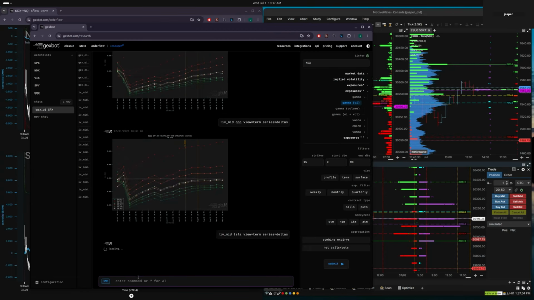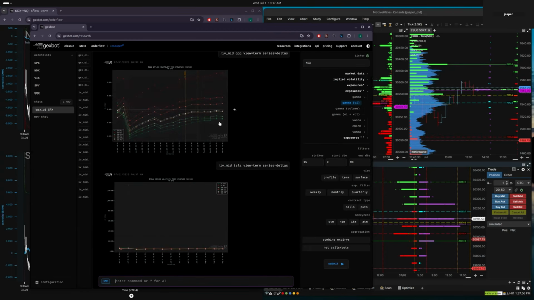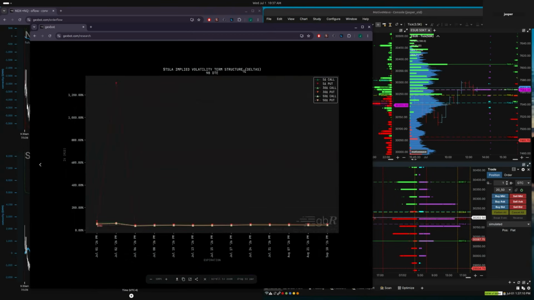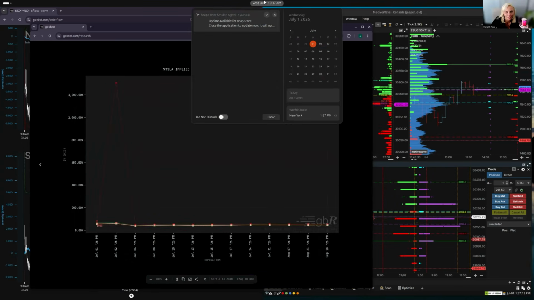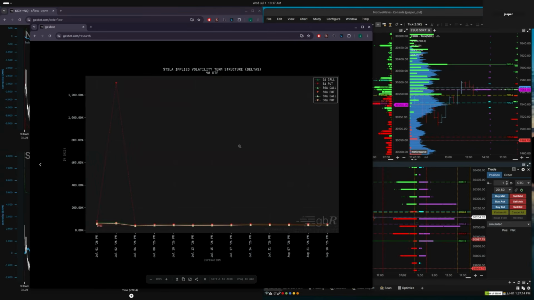Let's see what they look like. Okay, they're doing something over here. What are they, July 2nd? Interesting. What is that? That's an OTM put. It's the 5 delta put. So someone's lifted that.